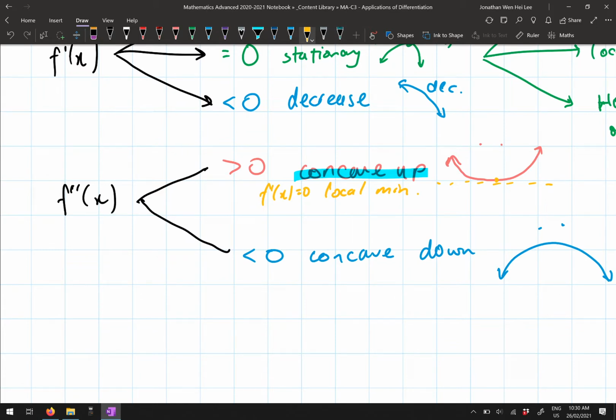If it's concave down, what do we have? Local max, because here is the top point, so f dash x is equal to 0 means we have a local maximum. Maximum sadness. And maximum sadness, minimum happiness.